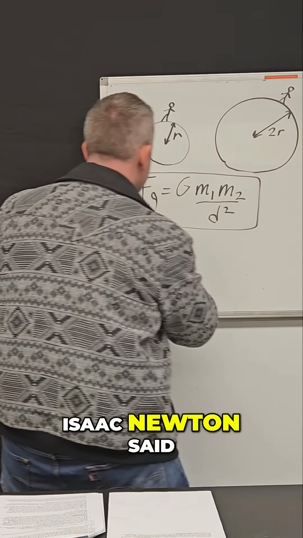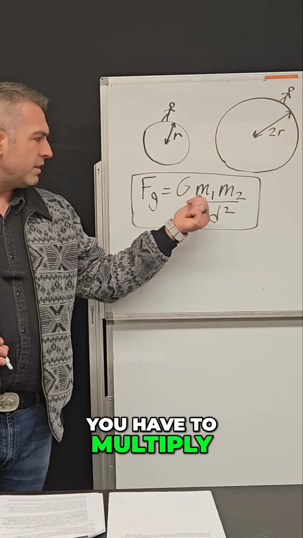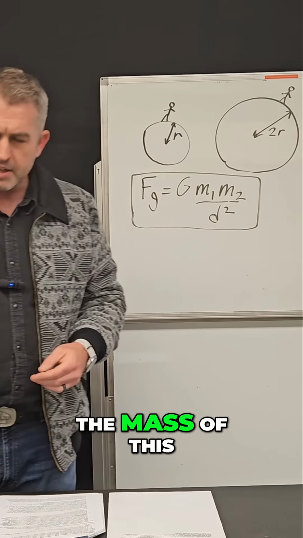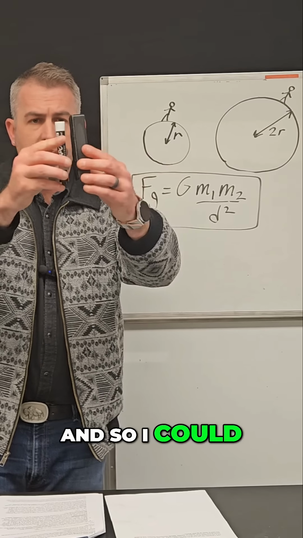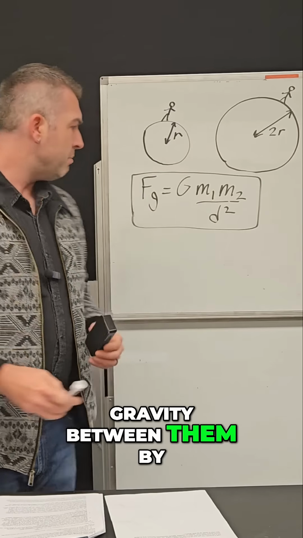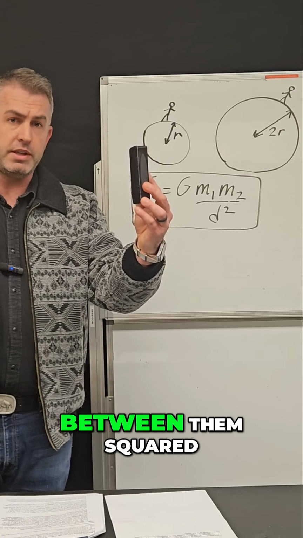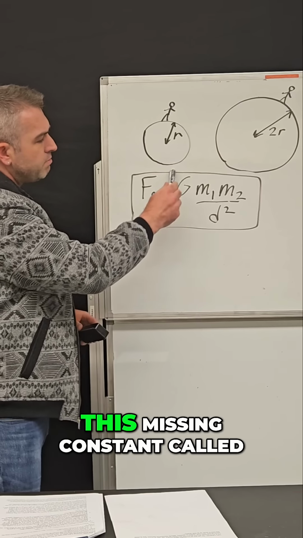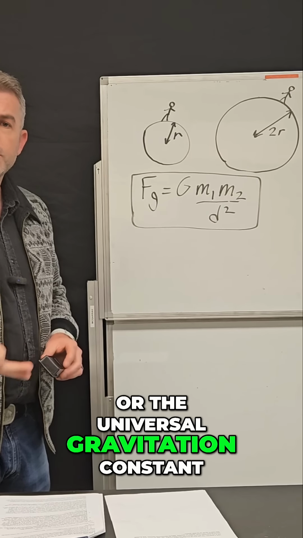So Isaac Newton said, hey, if you want to calculate the force of gravity, you have to multiply the mass of two objects together, and that could be any mass. So it could be the mass of this eraser and this pen here. And so I could calculate the force of gravity between them by just multiplying their masses together, divided by the distance between them squared. But he also said that there's this missing constant called G, or the universal gravitation constant.